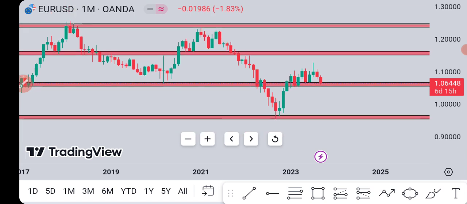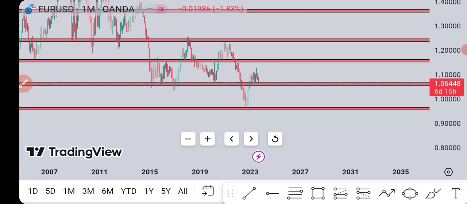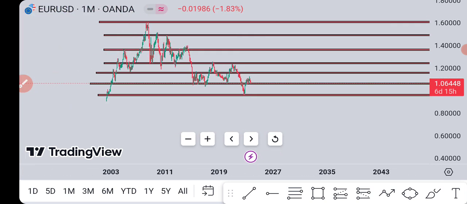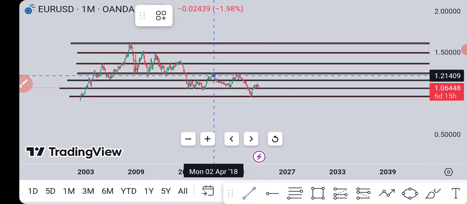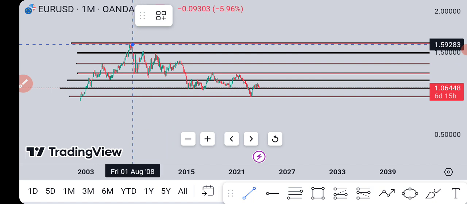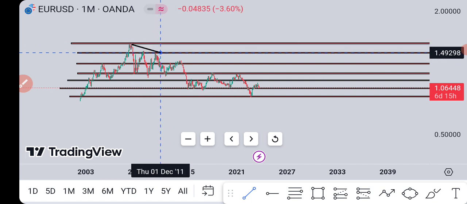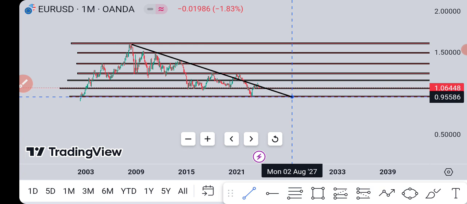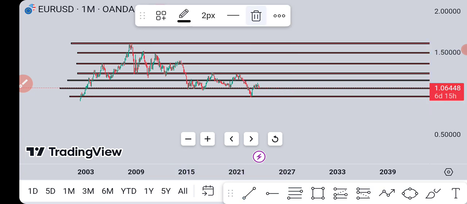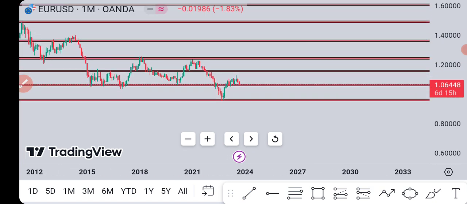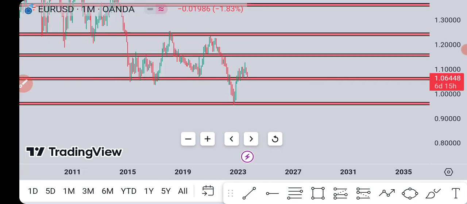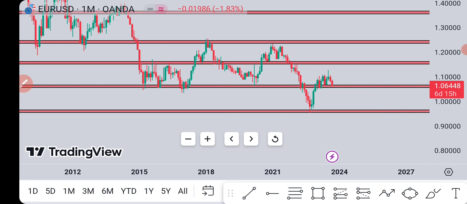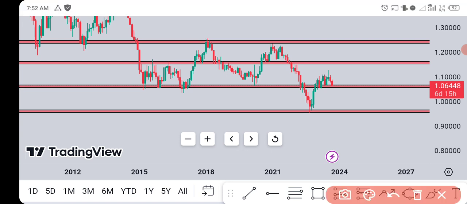So this is my EURUSD chart. So I'll be starting on the monthly time frame, like I always do. So on the monthly, we are in overall downtrend, overall bearish trend on the monthly. So currently, we are testing my monthly level, my monthly zone, monthly support level.